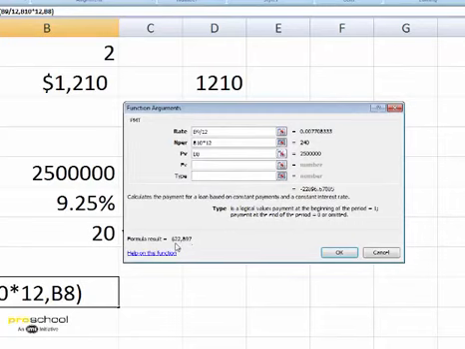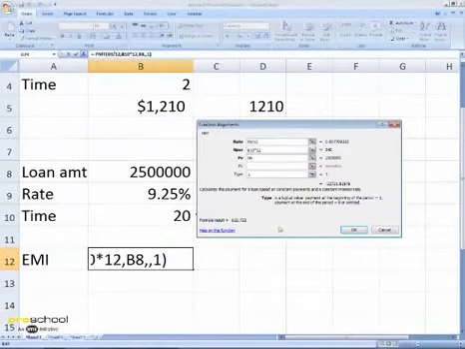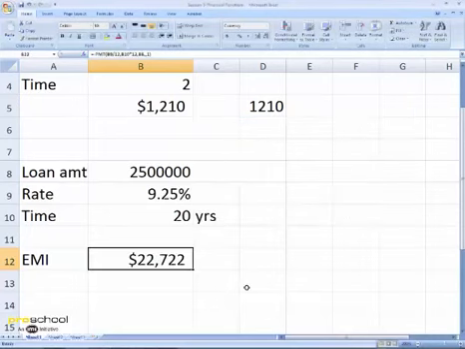But now if I say my payment happens at the beginning of the period, I'll give a 1 here, and you will see this value changes to 22722, it decreases. Which means depending on whether your payment was due at the beginning of the period or at the end of the period, the EMI value will change, which is what this last parameter helps us to do.